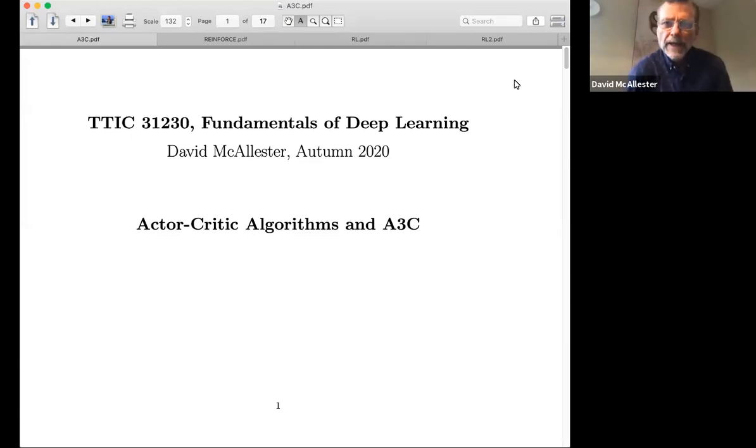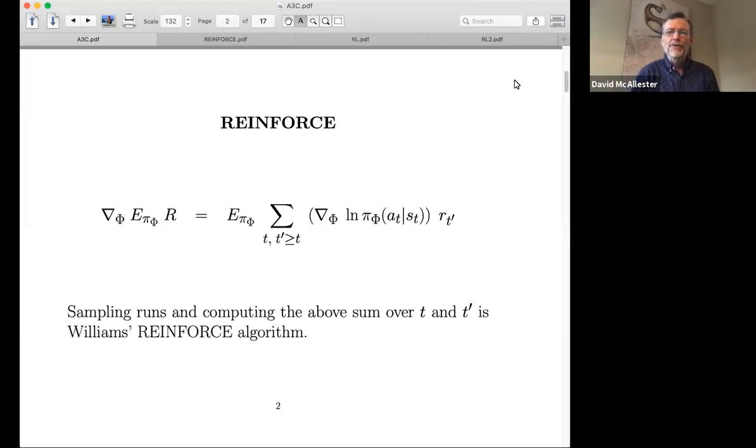Hi, this is going to be the last unit on general reinforcement learning before we move on to AlphaGo and AlphaZero. But in some sense, it might be the most interesting part of the general discussion of reinforcement learning. Let's review where we were with the REINFORCE algorithm.